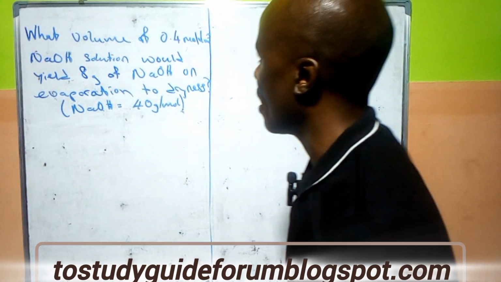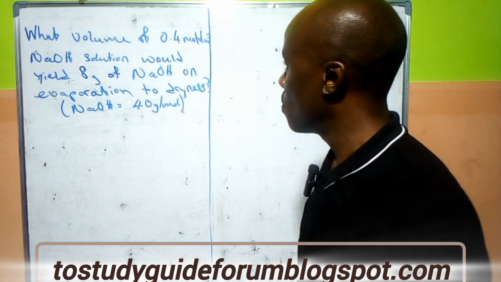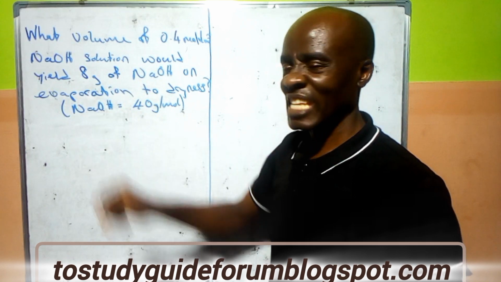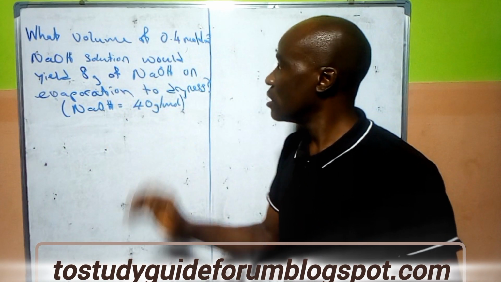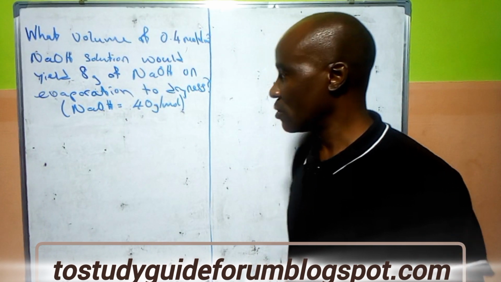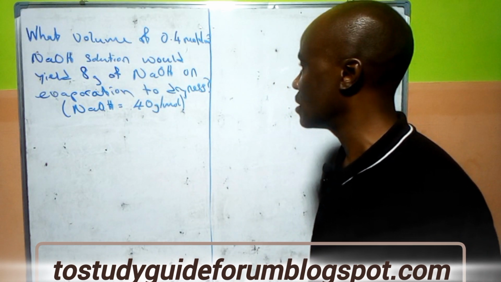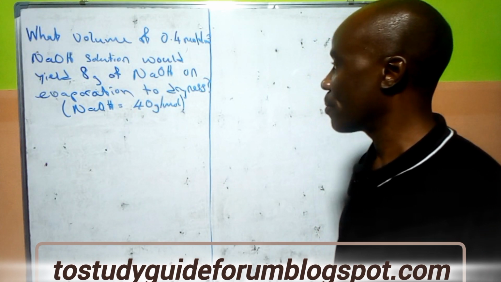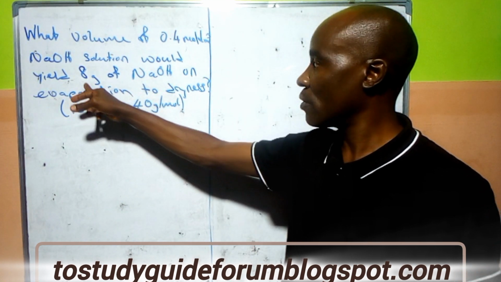In this question, we are asked to find the volume that will give us 8 grams of sodium hydroxide. Now the question said, what volume of 0.4 mole per dm cube of sodium hydroxide solution would yield 8 grams of sodium hydroxide on evaporation to dryness. Now when you heat it to dryness, which volume will give us 8 grams.